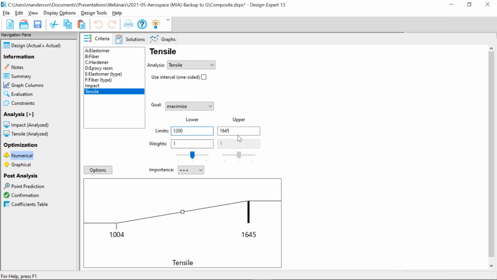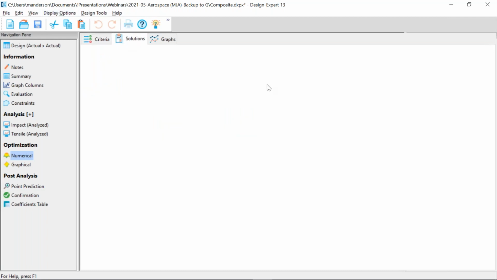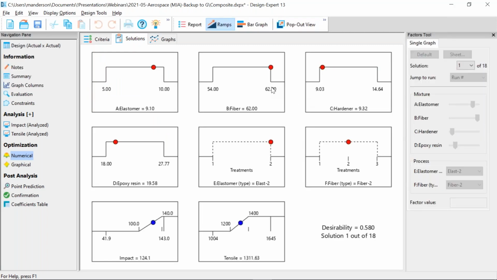1200 to 1400. And then here's the solution. So it says 9.1 of elastomer 2, 62 of fiber 2, 9.32 hardener and epoxy resin, and then that gives us the most desirable combination of impact and tensile.